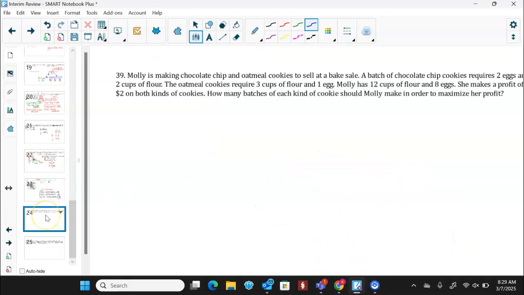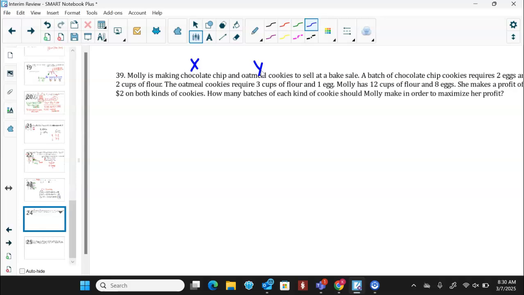All right, moving on to the next question, question 39. So we got 2 more to go. So here we're going to create constraints. Okay, so here it says Molly is making chocolate chip and oat milk cookies, and so we're going to name chocolate chip X, and we're going to name oat milk cookies Y.